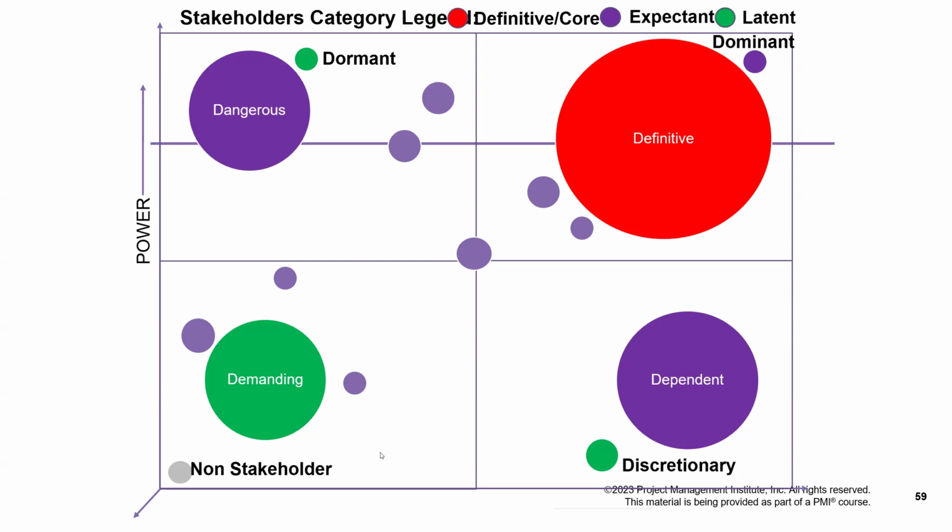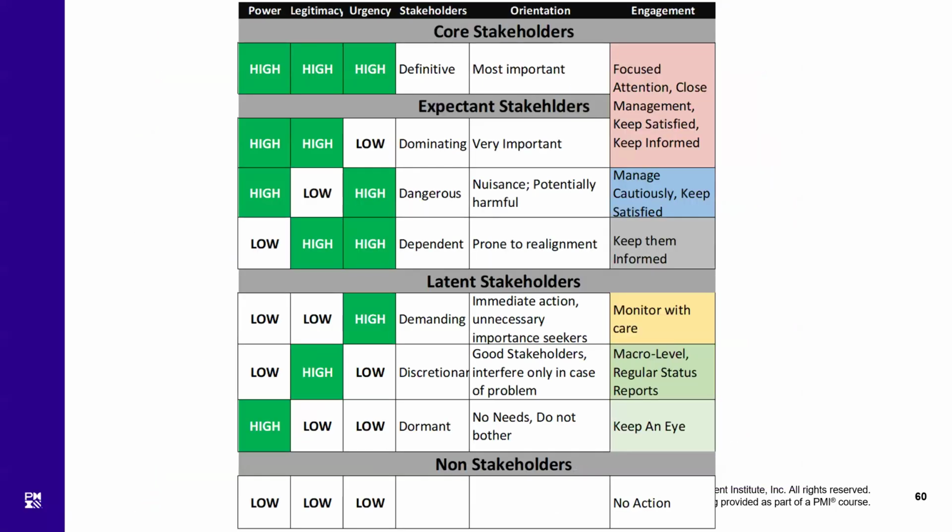Okay, moving on to the next slide. Okay, can you see this summary? It gives you all the major categories. All the stakeholder categories are here. Under the main heading of core stakeholders, we have only one, definitive. Under the heading of expectant stakeholder, we have got dominating, dangerous, and dependent. Under the category of latent, we have got demanding, discretionary, and dormant. And under the category of non-stakeholders, we have only one.